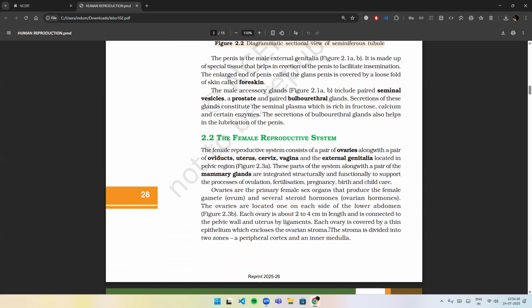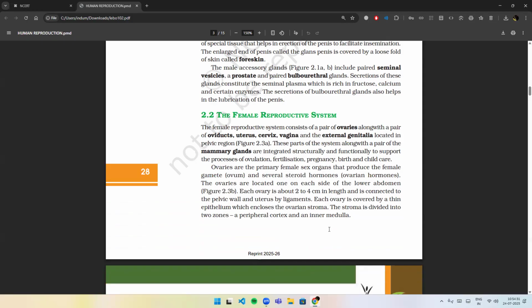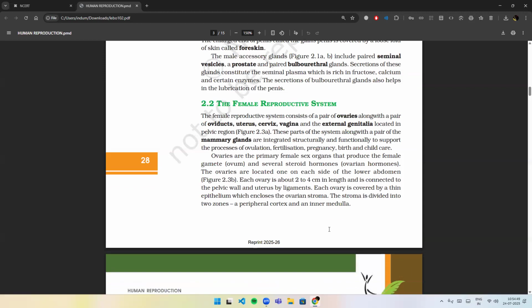The female reproductive system. The female reproductive system consists of a pair of ovaries along with a pair of oviducts, uterus, cervix, vagina, and the external genitalia located in pelvic region. These parts of the system, along with a pair of the mammary glands, are integrated structurally and functionally to support the processes of ovulation, fertilization, pregnancy, birth, and childcare.